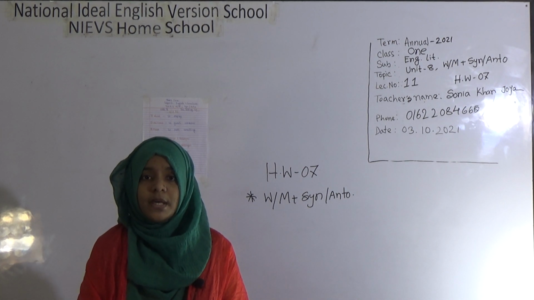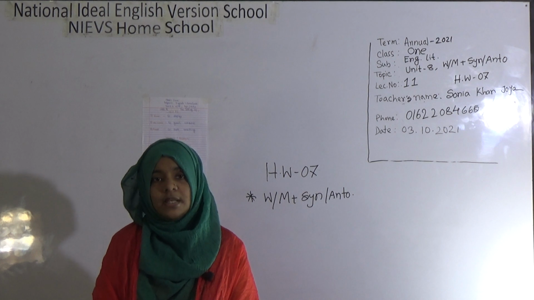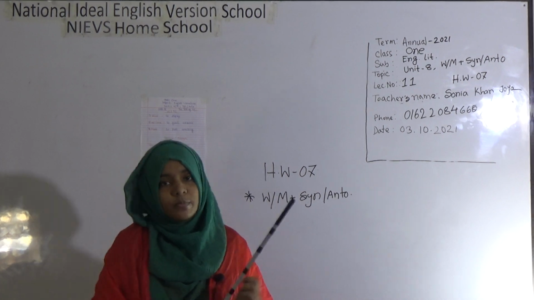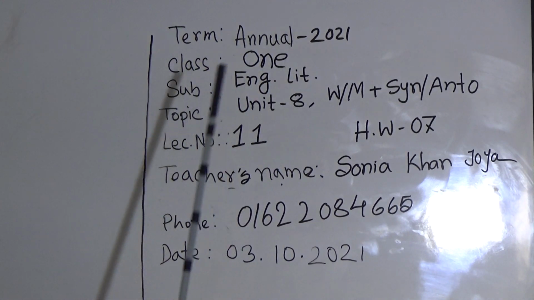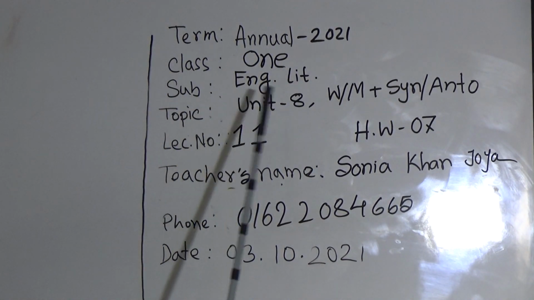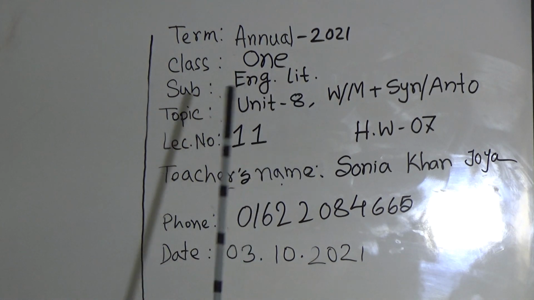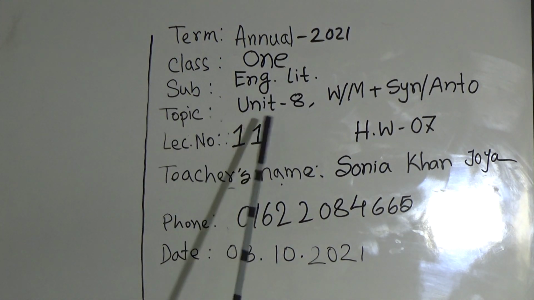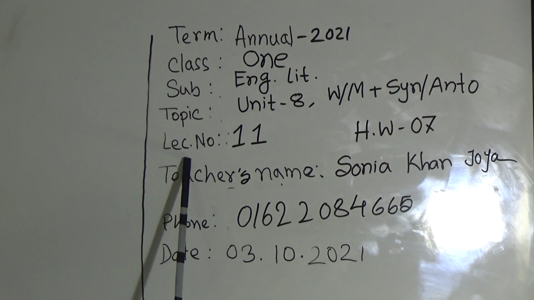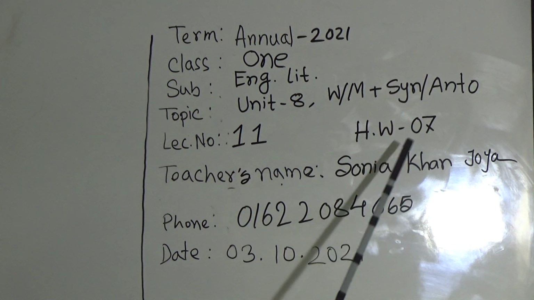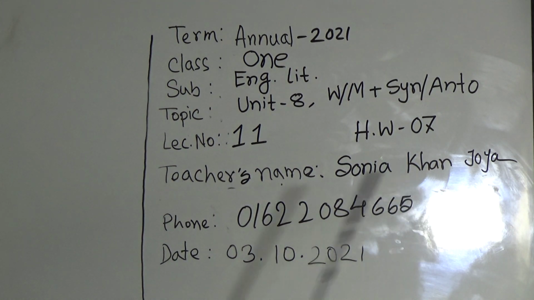Our today's topic is Unit 8, word meaning and synonym antonym. Look at the board, my dear students. This is from annual Class 1, subject English literature. Topic: Unit 8, word meaning plus synonym antonym. Lecture number 11, homework number 7. Your teachers' names are Sonia and Joya. So my students, let's start our today's topic.